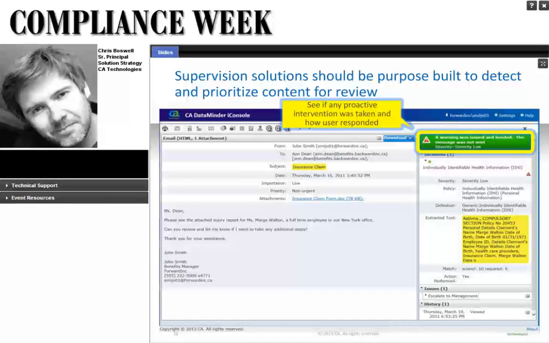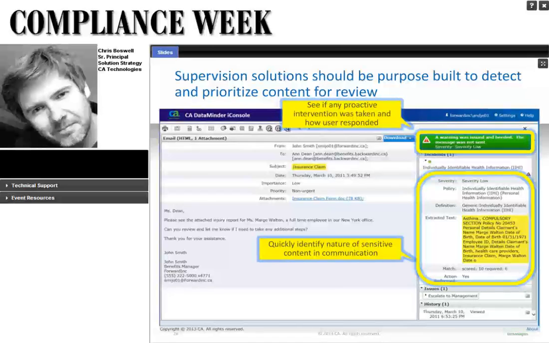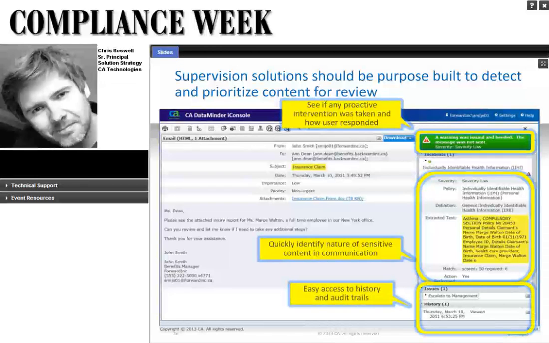I want to be able to jump in really quickly and identify why this information was flagged. In this case, it's related to an insurance claim. It looks like there's some EPHI that was flagged. We want to make it very easy for the reviewer because, again, there's a lot of email being sent. I want to make it very easy and streamlined for the reviewer to get in, see what's been escalated, look at the history, and take appropriate action.